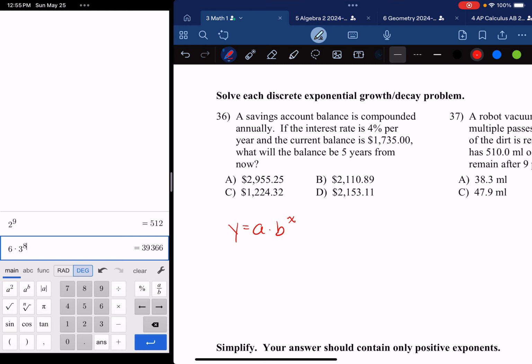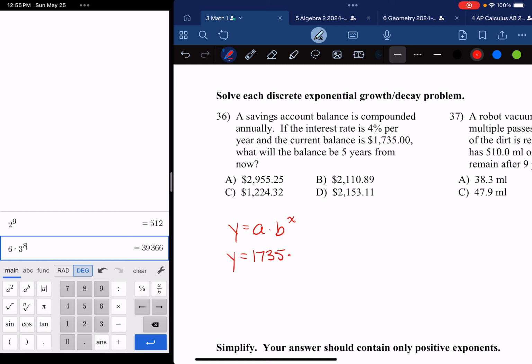And let's go ahead and fill this in. I need some starting amount. So is there a starting amount? 4% is not an amount. 5 years is not an amount. This is a starting amount, and it's saying that the current balance, aka when we start off, we have $1,735. So I'm going to say A is 1735. I'm going to ignore the commas.